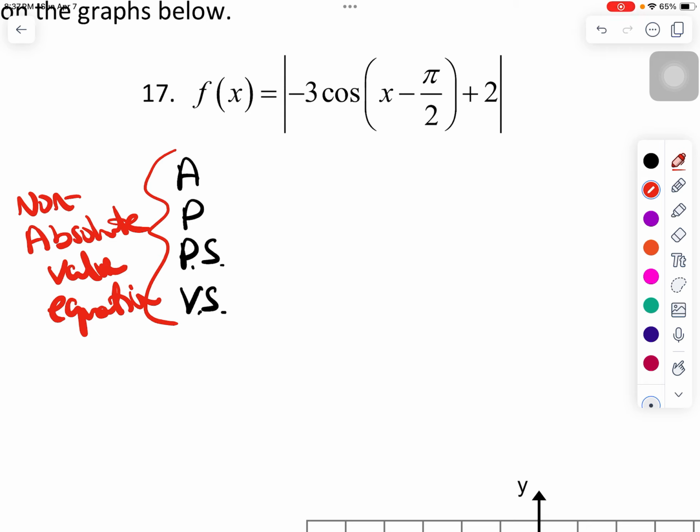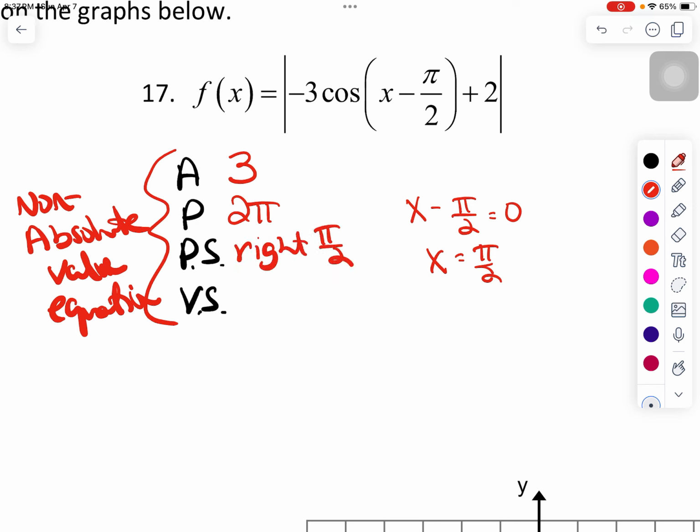So not asymptote, A stands for amplitude. So amplitude is 3. Period is going to be 2 pi. Phase shift, x minus pi over 2 equal to 0, which makes x equal to pi over 2. So that's going to be right, because the pi over 2 is positive, right pi over 2. And then vertical shift, we're going to go up 2. There's one other thing I need to pay attention to. There's a negative here, which is a reflection.